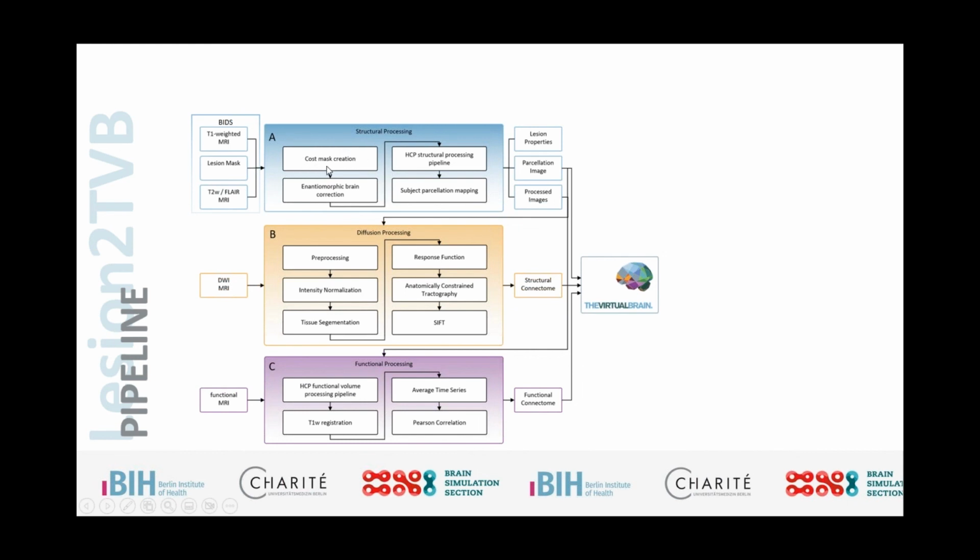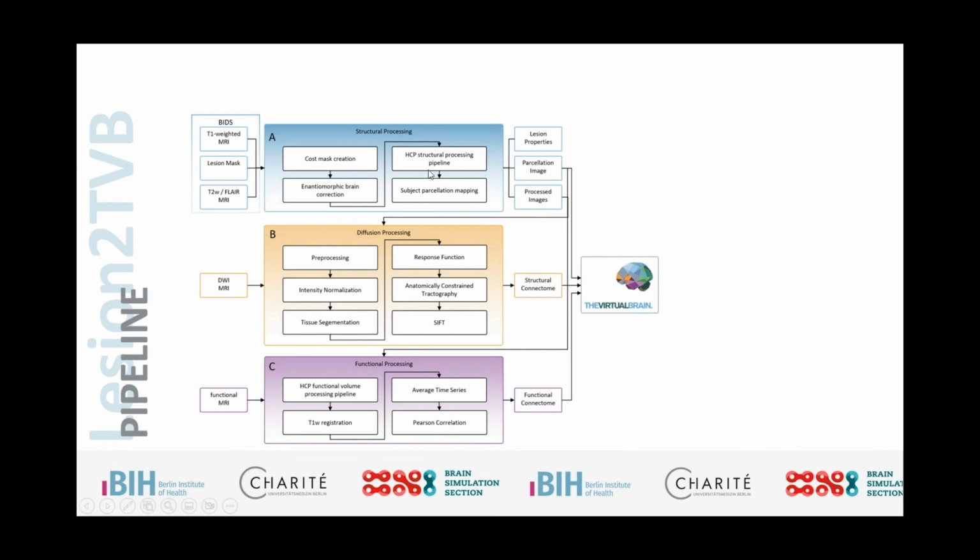And once we have this for T1 and the corresponding T2 image, we're performing the enantiomorphic brain correction, the virtual brain transplant, to have an approximately healthy brain for the specific subject. And with this now healthy brain, we're actually able to run the HCP structural processing pipeline. So the three steps that we've seen before, PreFreeSurfer, FreeSurfer, and PostFreeSurfer, we're running this pipeline, while at the same time, each time we're performing a registration step, we're using cost function masking to really make sure that the impact of the lesion is as minimal as possible.